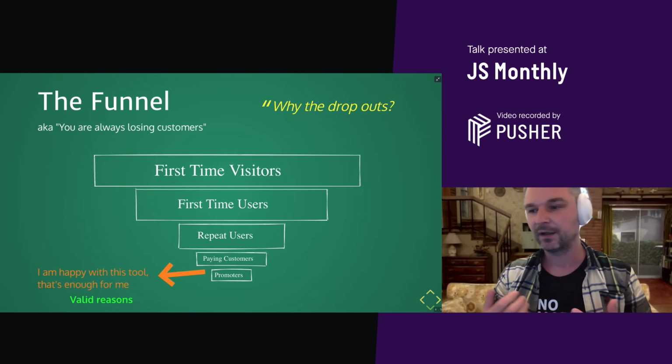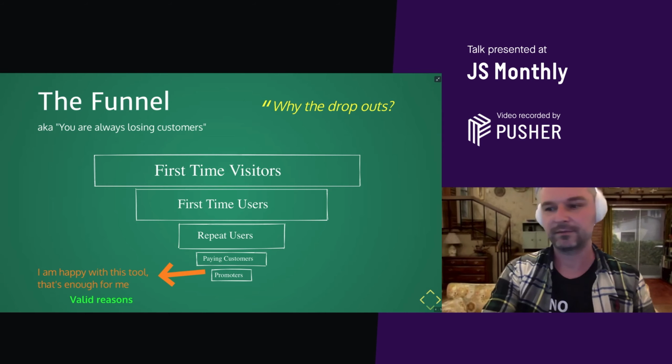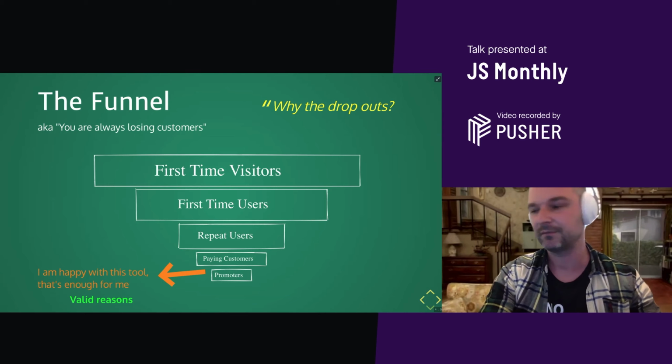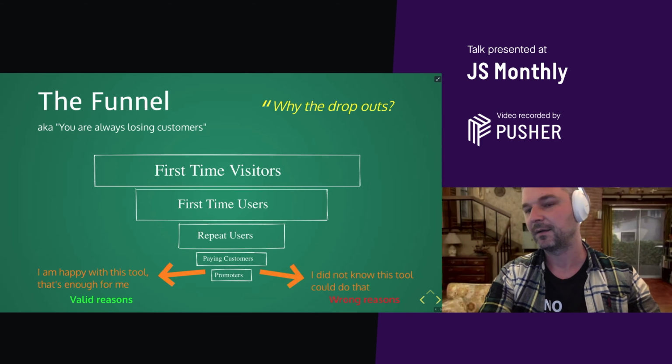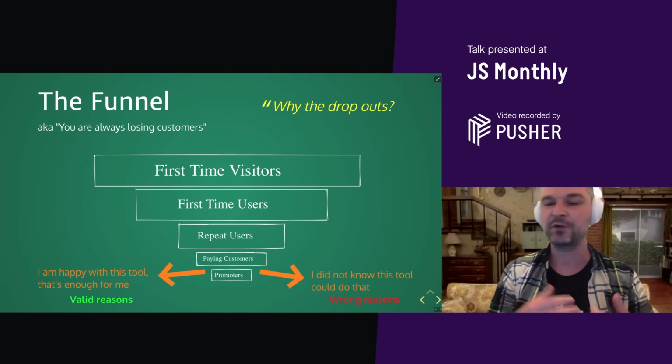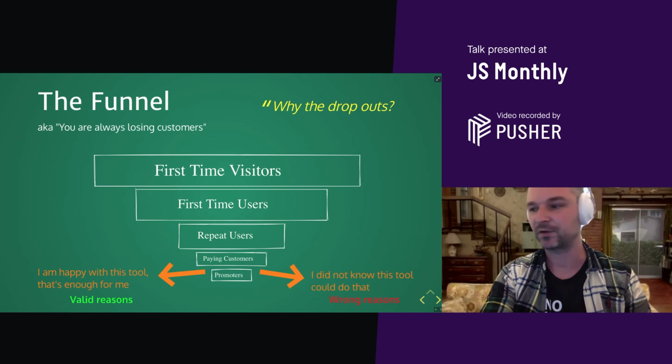Finally, maybe someone says, I'm happy. I'm not recommending it to anyone, but it works for me. Okay, fine. But maybe they don't recommend it to someone who asked because they didn't know it was possible to do. So that's a wrong reason.